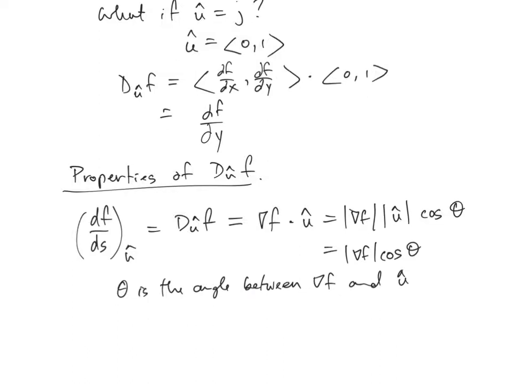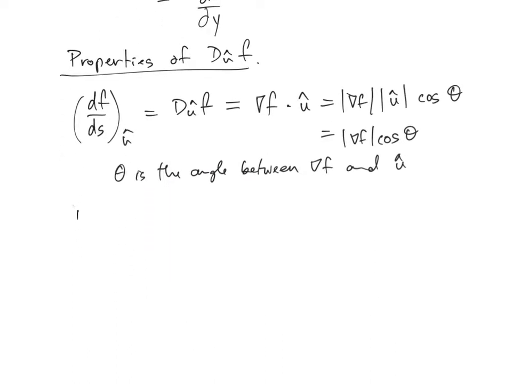Well, because of this cos theta, one thing we can say is that the directional derivative is going to be a maximum when? What's the maximum value that cos theta can have? What's the minimum value that cos theta can have? Negative 1 is the minimum. The maximum would be positive 1, right? Cos theta goes between -1 and +1.